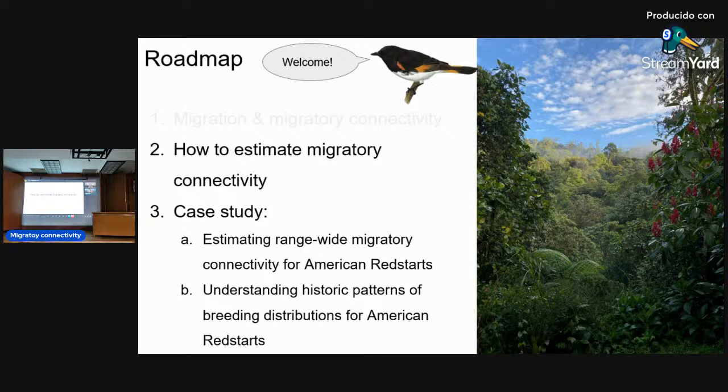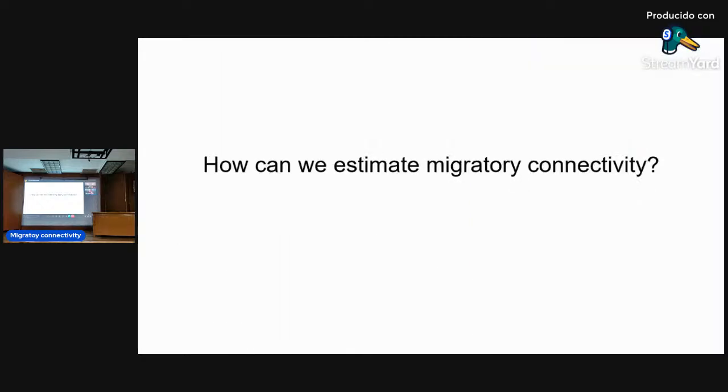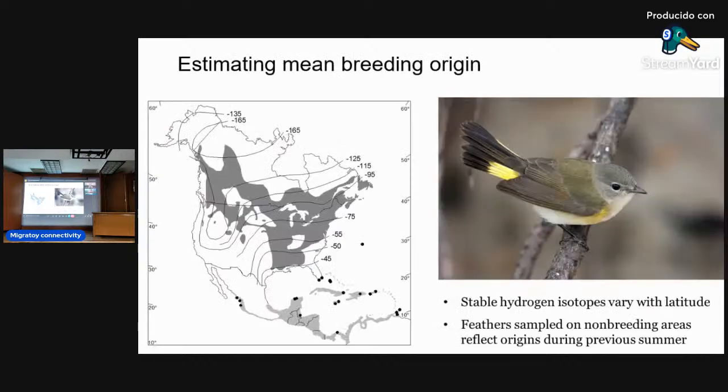And so when we're trying to understand a bird's movements throughout the annual cycle, we can rely on intrinsic markers, which are any sort of biomarker that you can extract from the bird itself, or extrinsic markers, which are not related to the bird, but it's when we're putting something on the bird to learn about its movements. And so the first and really good example of an intrinsic marker to study migratory connectivity is stable isotope analysis. And particularly, we tend to focus on stable isotope analysis of hydrogen. And this allows us to estimate the mean breeding origin of any non-breeding population of migratory birds.